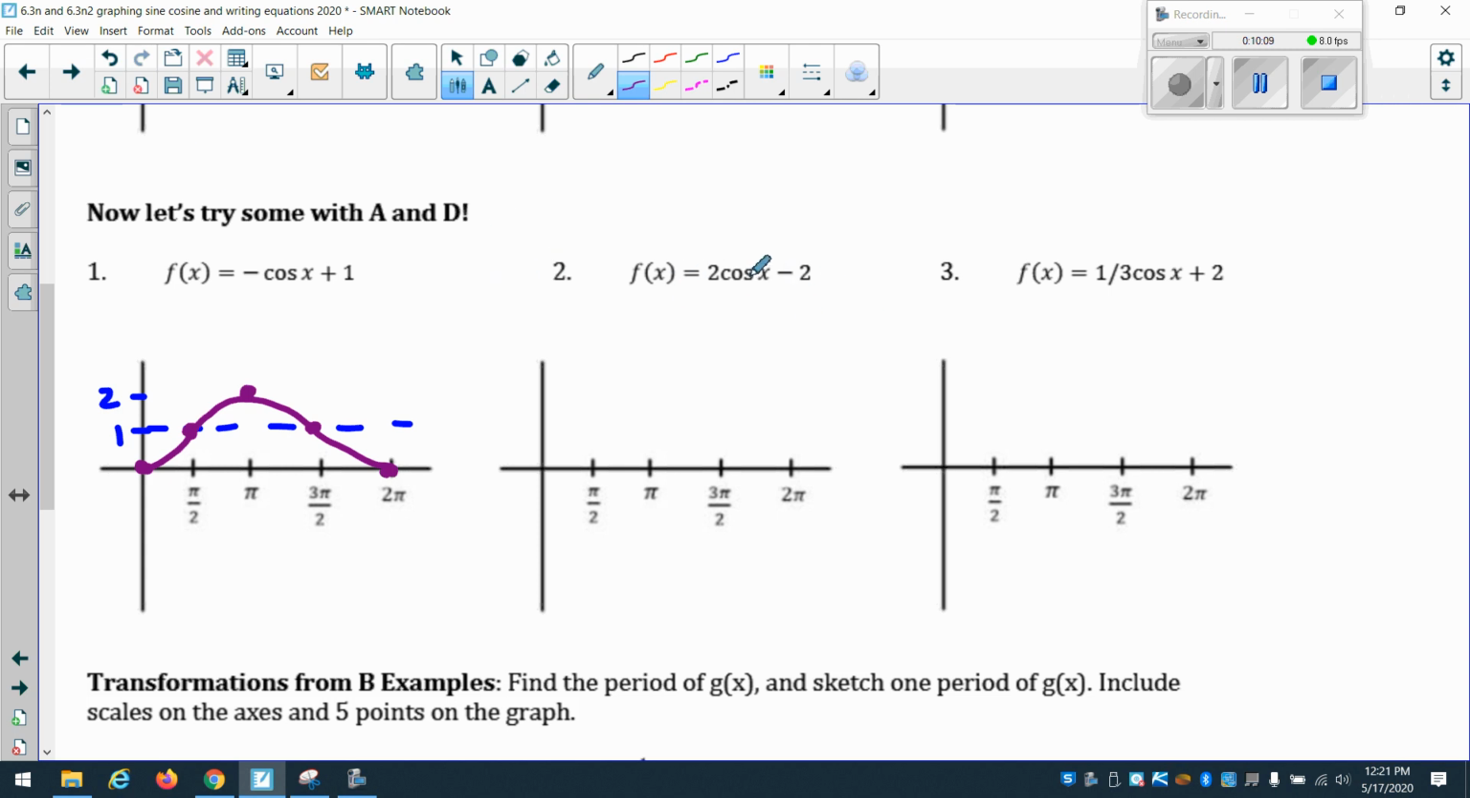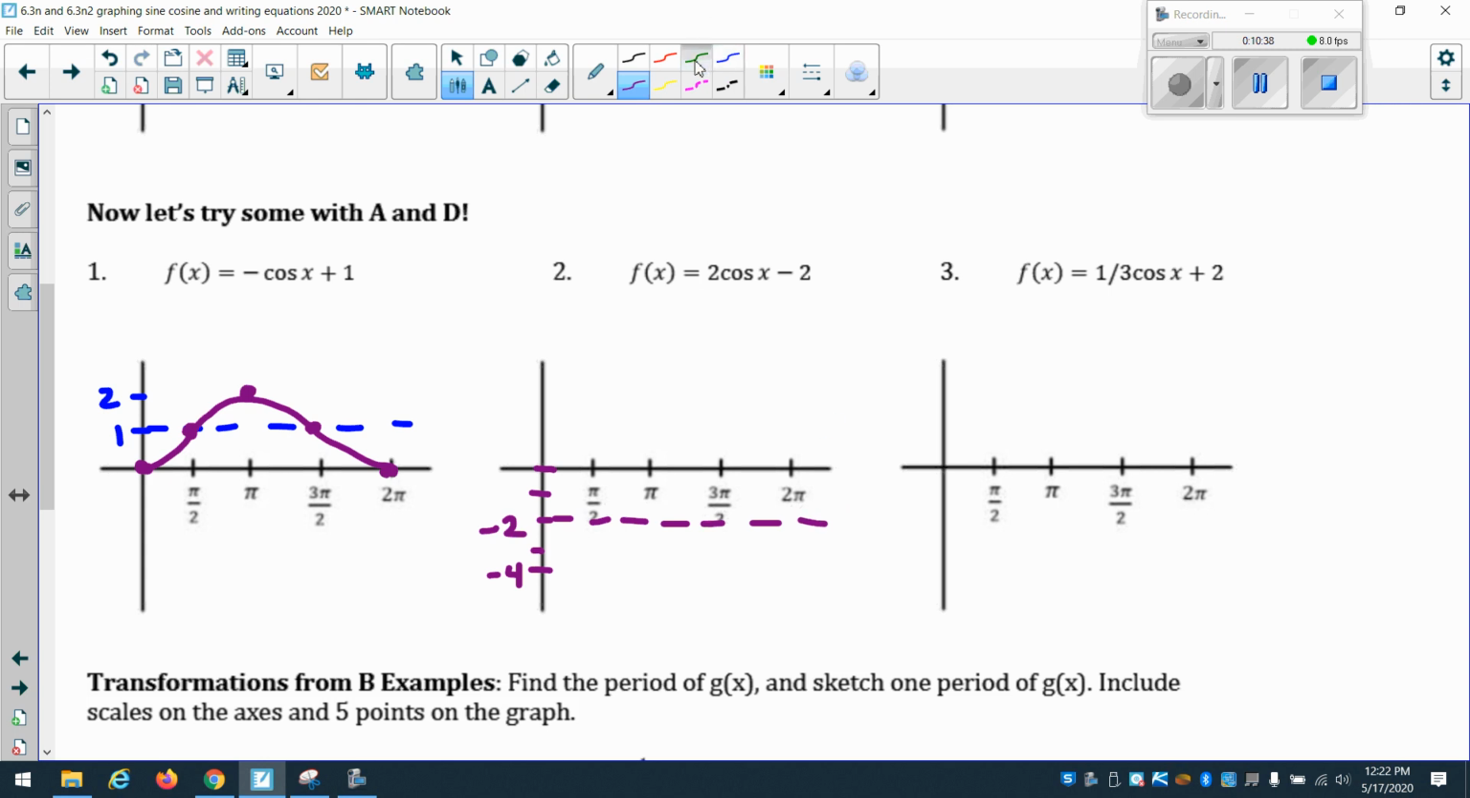Okay, so we're going to try number 2. We have 2 cosine of x at -2. So our midline is at -2. And our amplitude is 2. So we count from -2, 1, 2. We are at 0. From -2, we count down or subtract, 1, 2. We're at -4. Midline at -2.